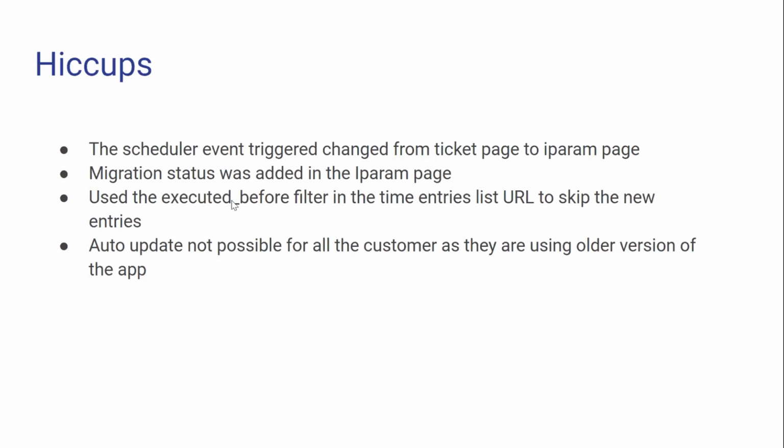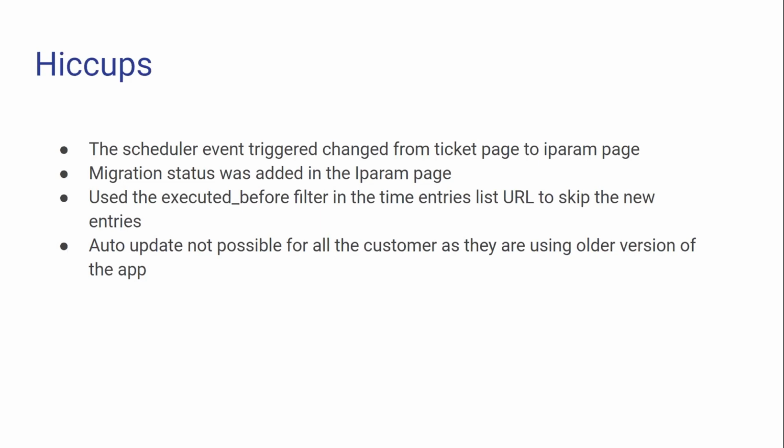Also, initially we had not planned to show any migration status in the app. That would be helpful for us to know whether the migration has been completed or not. We had it, but it was not in a user friendly way. So another change we made was switching that migration status to the iParam page. It will show whether the migration is in progress, not yet started, or completed, so that it will be helpful for us to know whether that customer data has been migrated or not.